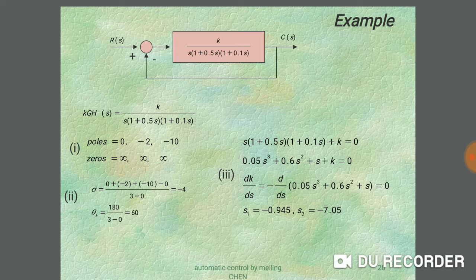The next step is to find the sigma, that is the centroid, which is equal to the summation of the poles minus the summation of the zeros, divided by n minus m. Here we got the answer: sigma is equal to minus 4. Then we have to calculate theta also: 180 divided by the number of poles minus the number of zeros. Here the number of poles is 3 and the number of zeros is 0, therefore 180 divided by 3 minus 0 is equal to 60 degrees.